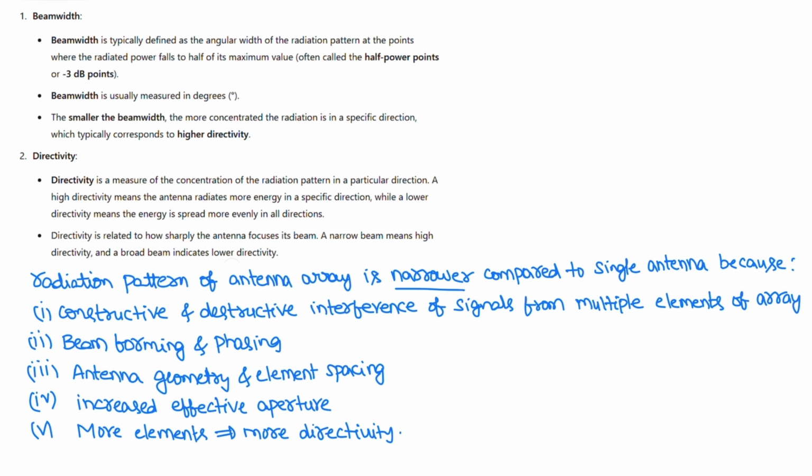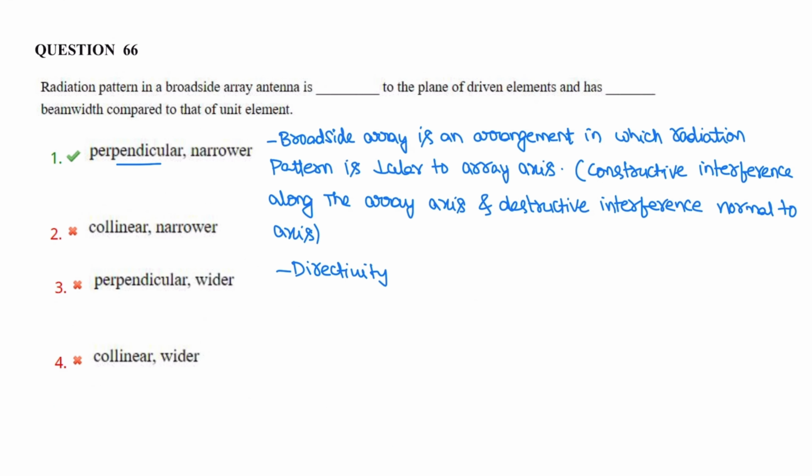Next is antenna geometry and element spacing in an array. Increased effective aperture of antenna array is more when compared to the effective aperture area of single antenna, and more number of elements means more directivity. So in antenna arrays, the directivity is proportional to NL by lambda. So this directivity is proportional to number of elements. So directivity D is proportional to number of elements and physical size of the array.